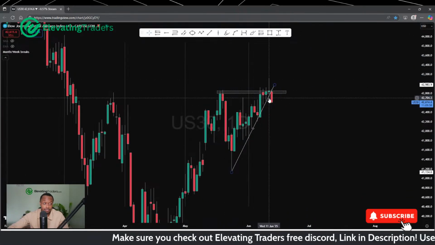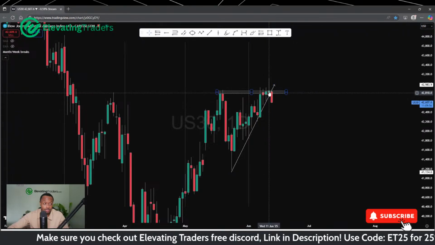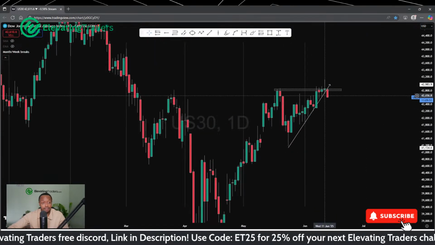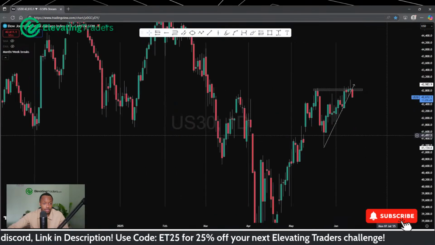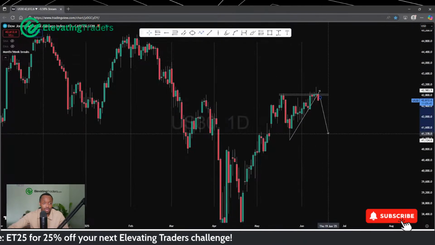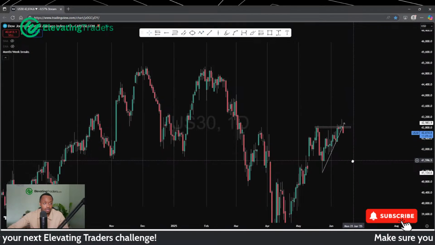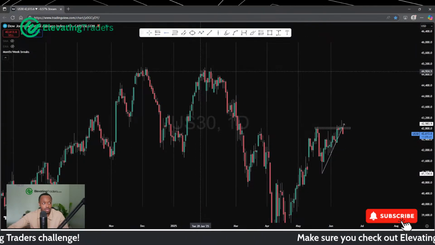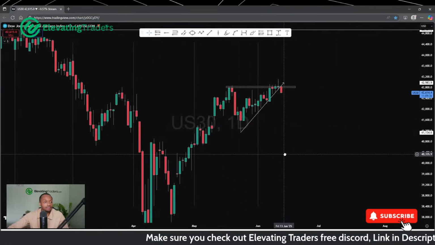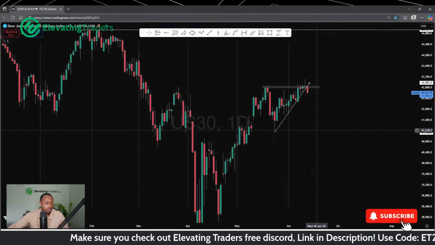Resistance there. Tried to break it on a few occasions. Wednesday's candle, big failure there. And now looks like Thursday stepping with some momentum. So in my book, it looks like we could be seeing some bearish momentum here for US 30 now. I still do expect us to return back to the highs. I still think that's the way we go. But we might be going for a bit of a pullback first.